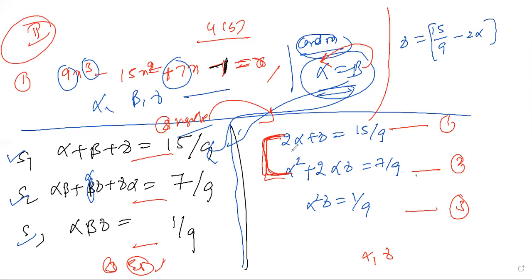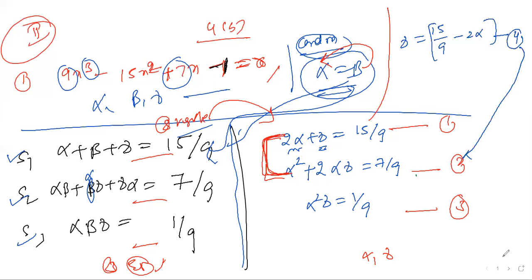Gamma is equal to 15 by 9 minus 2 alpha. Are you clear? Yes, sir. Let us take this as equation number 4. In this equation number 4, you substitute into equation number 2. What is the equation number 2?